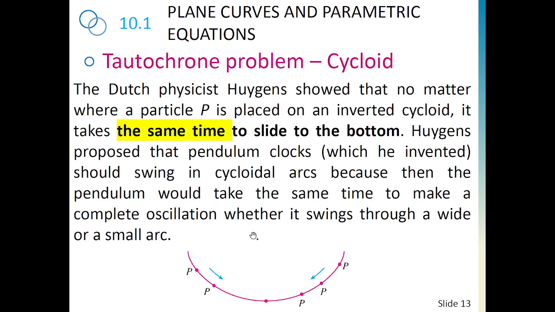So that's why this is useful for pendulum clocks. So essentially, no matter from where the pendulum starts swinging, it takes the same time to reach the bottom point. So that way we keep the same time. It's amazing. So this cycloid is a very interesting curve.